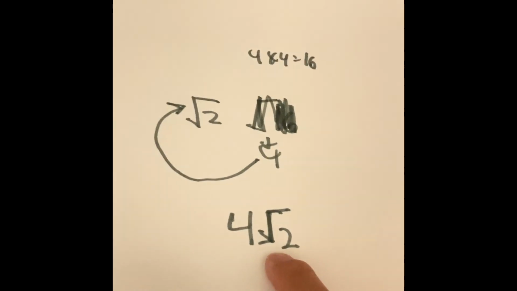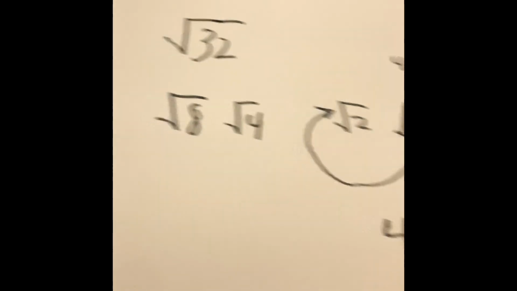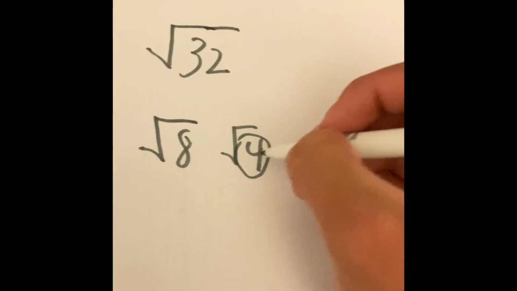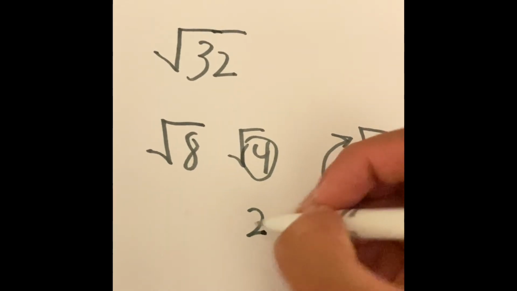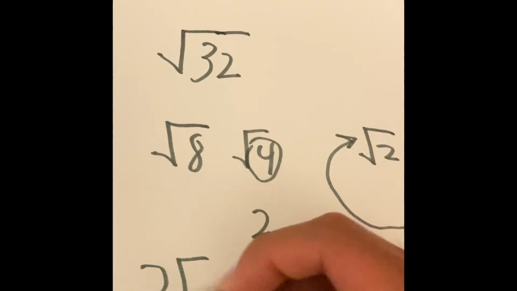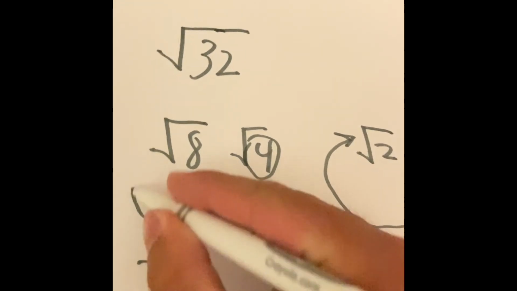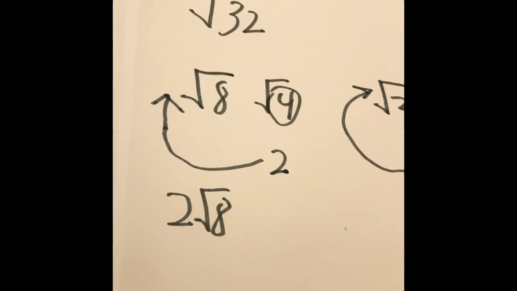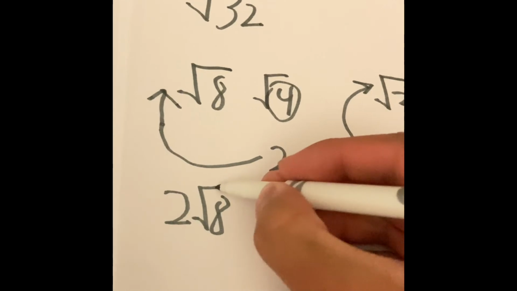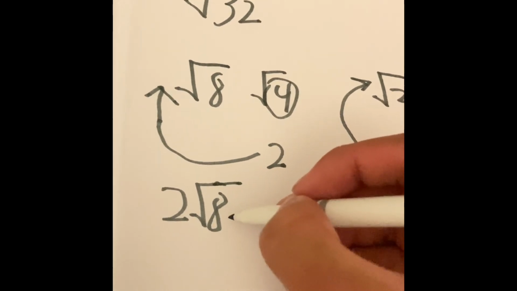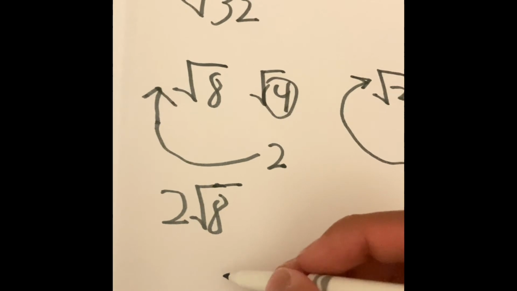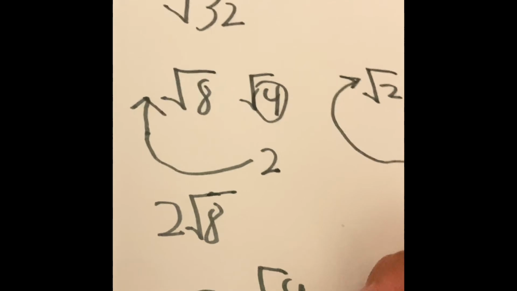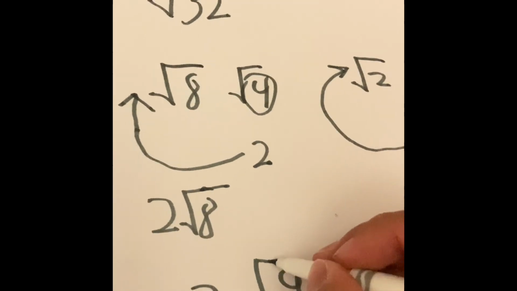Let's see what happens if we try to do it the other way. So, we have 4, we can take it out as 2. So we have 2 times the square root of 8, because you can move that 2 up front right here. But there's another problem. The 8 has some things that are multiplied as well. So we have to expand it again. So 2 times the square root of 4 times 2, because 4 times 2 equals 8.